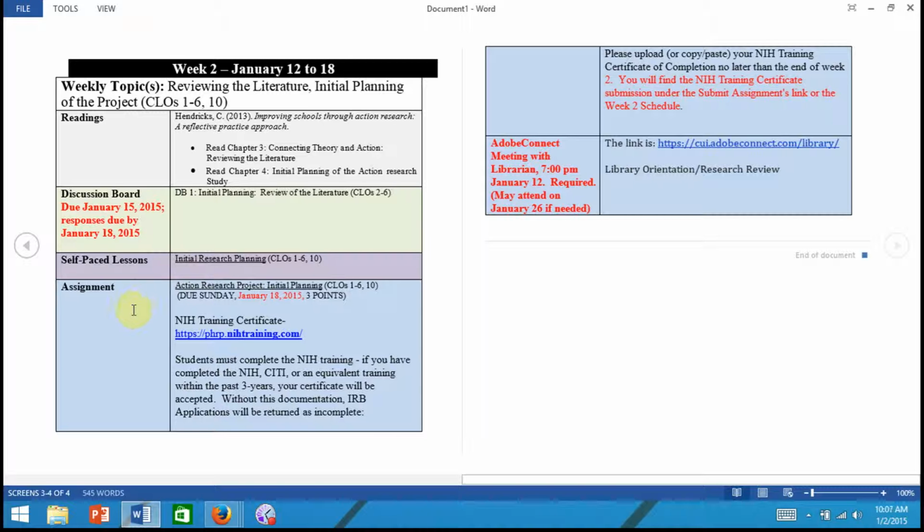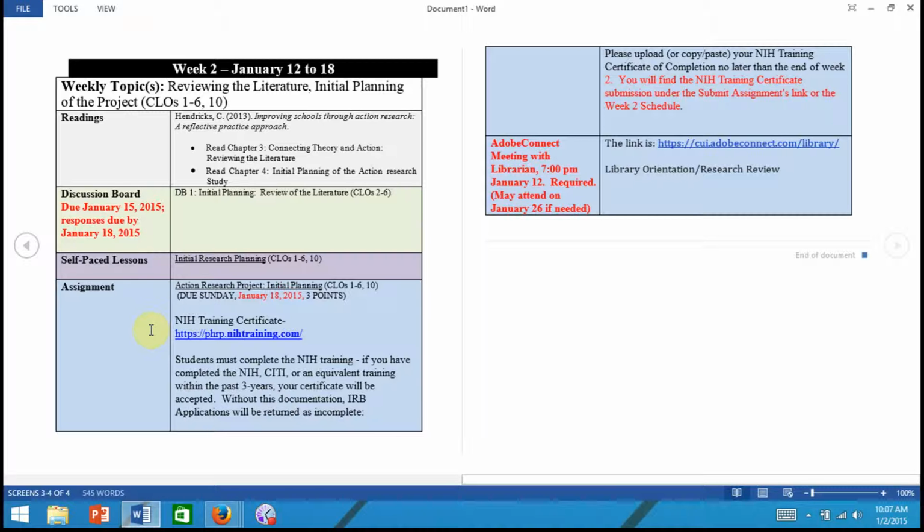Then there's another assignment due January 18th, which is your action research project initial planning, which includes what I just mentioned: deciding on a problem you want to discuss, the purpose of your study, and methodology. So it's pretty fast and furious to get right into this. I wanted to make sure you are aware of this so that you can make ample time to work through it and talk to your collaborative partners if you need to. And anytime you have a question about anything, please don't hesitate to email me.